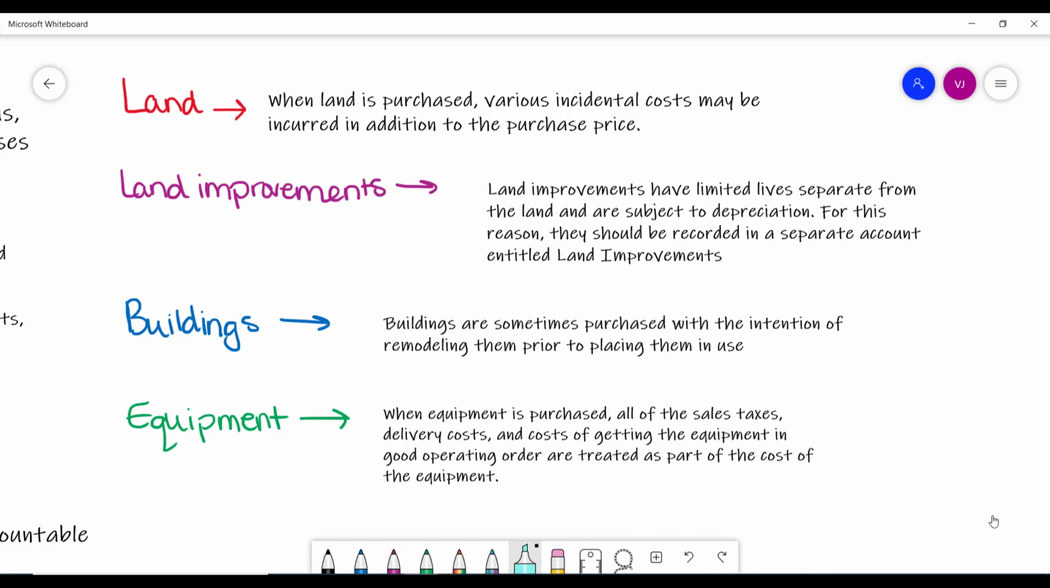So it's important for us, from a real world perspective, that if a large plant asset, or any plant asset for that matter, is purchased, we look at all the costs involved with getting that asset ready for use. So we have to make sure to add all those in before actually recording that asset on the books. So that is that for this video. Continue watching and we'll start talking about the allocation of a lump sum purchase.